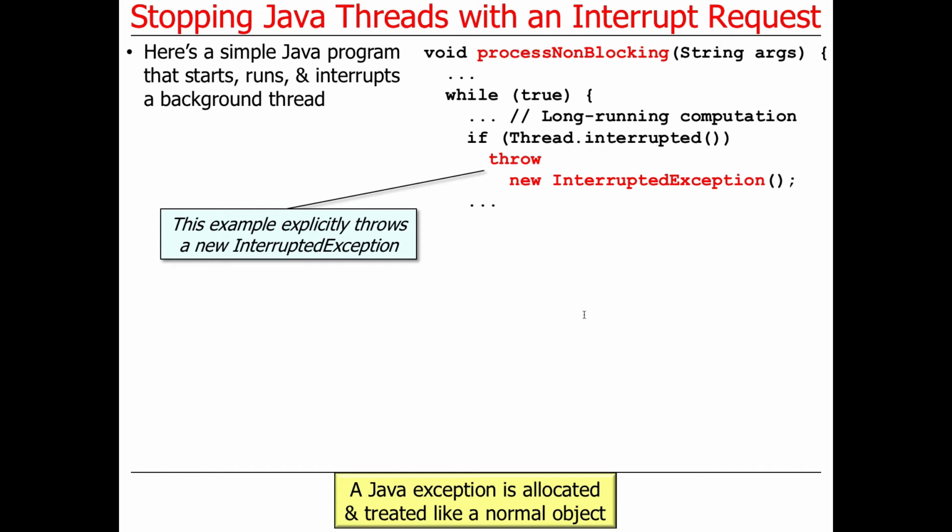Note that a Java exception is allocated and treated just like a normal object. So it's going to be allocated off the runtime heap, and it'll be passed up, and you can catch it and do various things to it.